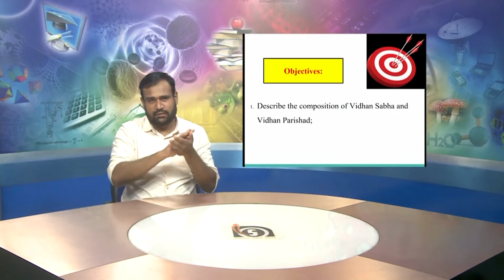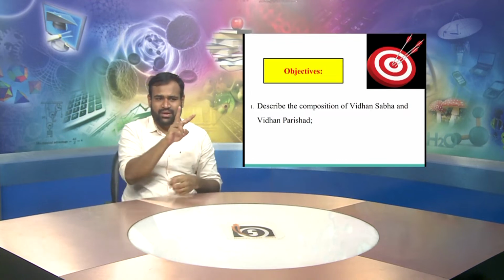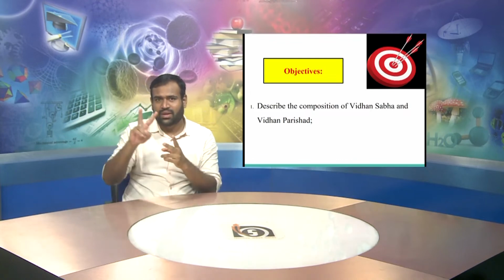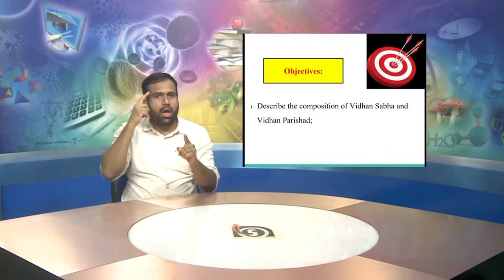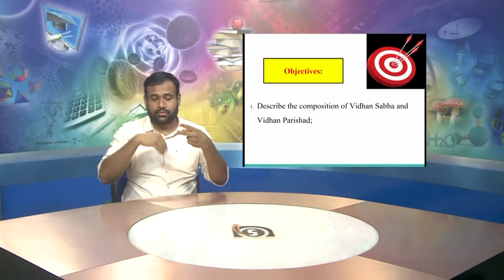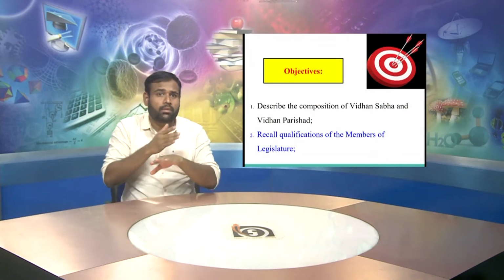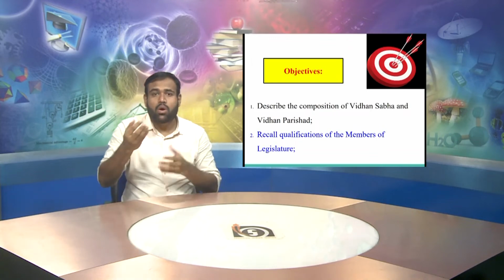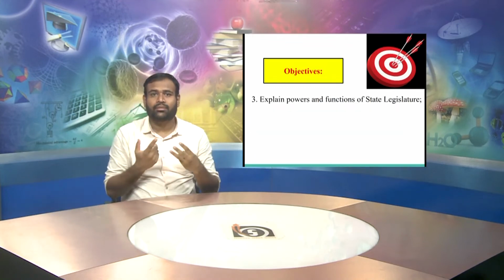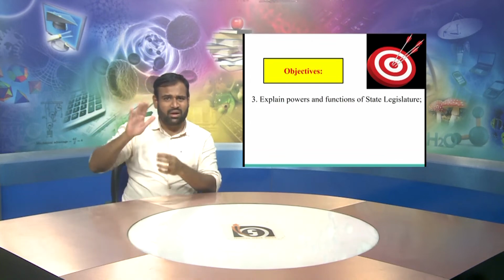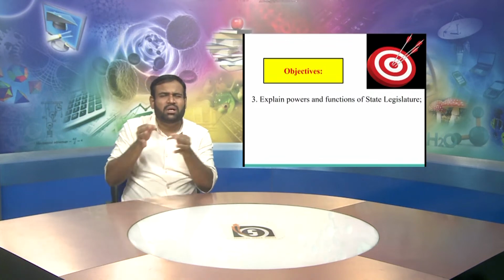So far we have understood the new terms and concepts from the lesson. From now onwards, we will understand the objectives of the lesson. The first objective is to describe the composition of Vidhan Sabha and Vidhan Parishad. Also, the next objective is to recall qualifications of the members of legislature. The third objective is we will be able to explain powers and functions of state legislature.